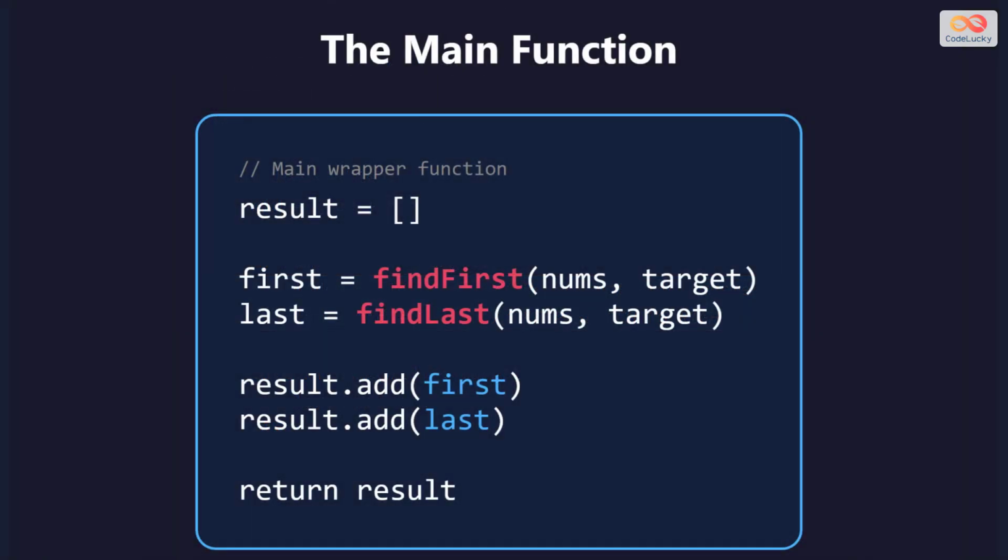The final solution involves running these two binary search functions separately. We call the first function to get the start index and the second function to get the end index. We then combine these two values into our result array.